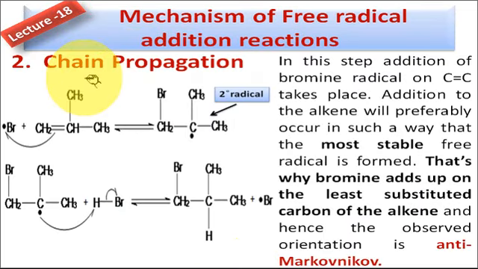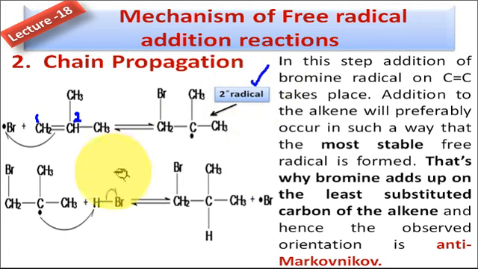Next step is the chain propagation step. In the chain propagation step, the bromine radical formed in the first step attacks the unsymmetrical alkene. Look at this reaction here. This bromine radical may attack on carbon atom number 1 or on carbon atom number 2. If it attacks at carbon atom number 1, that means attack like this here, then the free radical comes to carbon atom number 2. So formation of the secondary radical takes place.